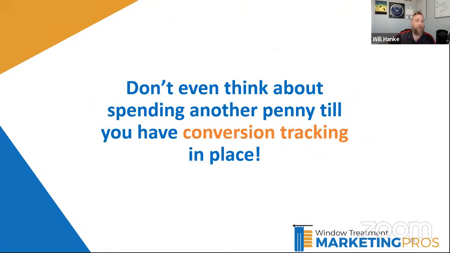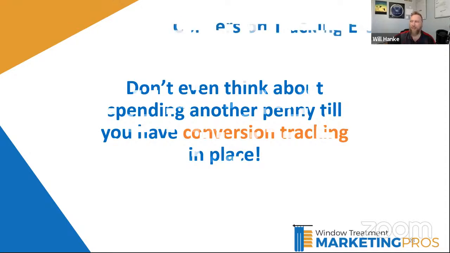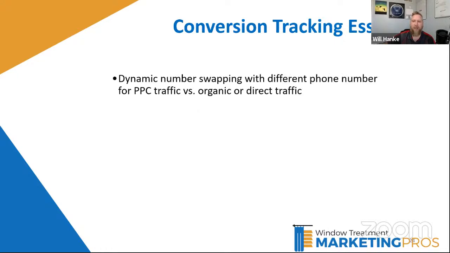So don't even think about spending another penny until you have conversion tracking in place. Definitely a big piece of this. When it comes to conversion tracking, a couple things are real important. Dynamic number swapping. So we do this for all of our clients. All of our clients have a special phone number that goes on their website, a special number that goes on their Google My Business profile, now called Google Business Profile, and a special number that goes on any pay-per-click landing page.